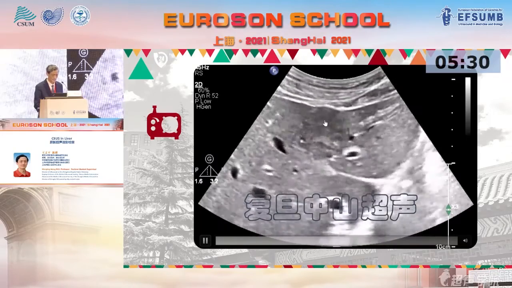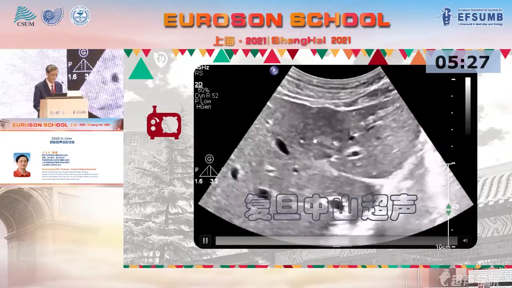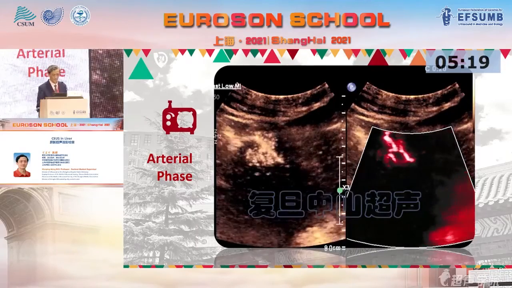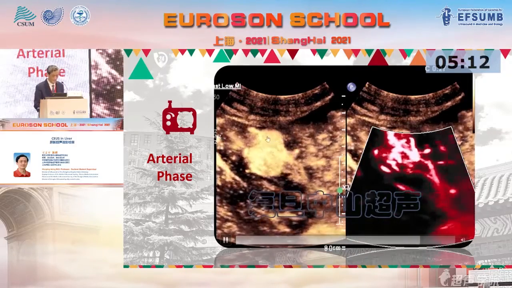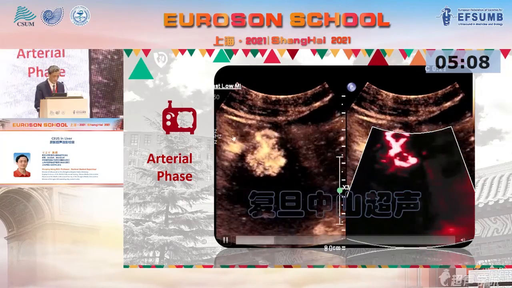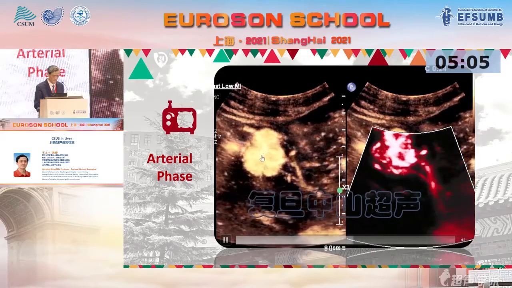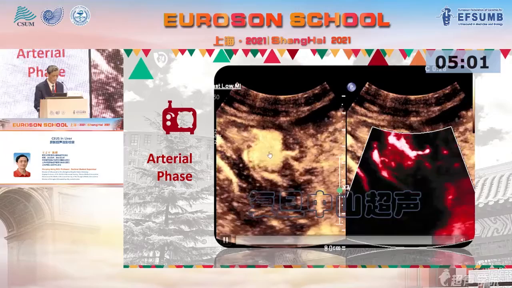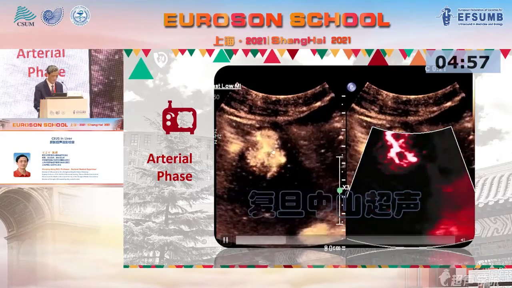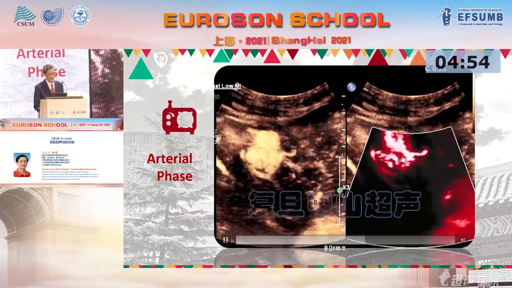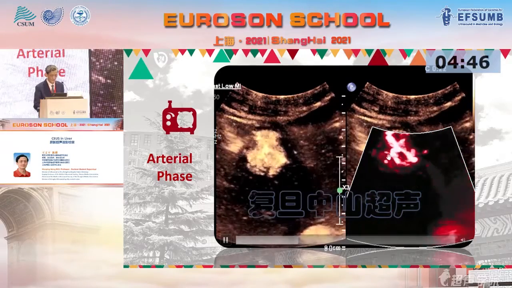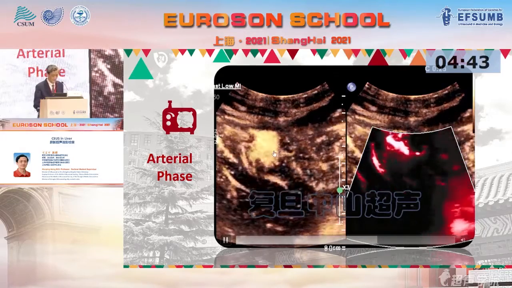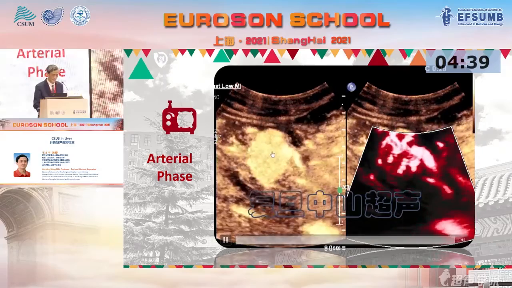So what's the diagnosis? In the arterial phase of CEUS, you see the tumor is centrifugal, with a branch in the center here, and a branch here. And microvascular imaging is clear. So this is typical for FNH.